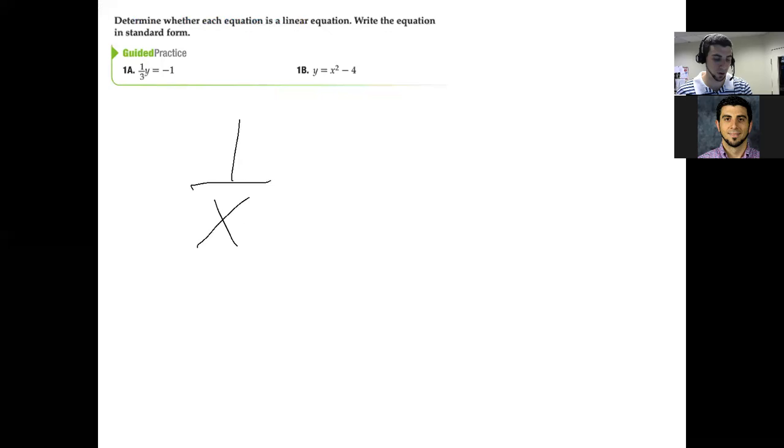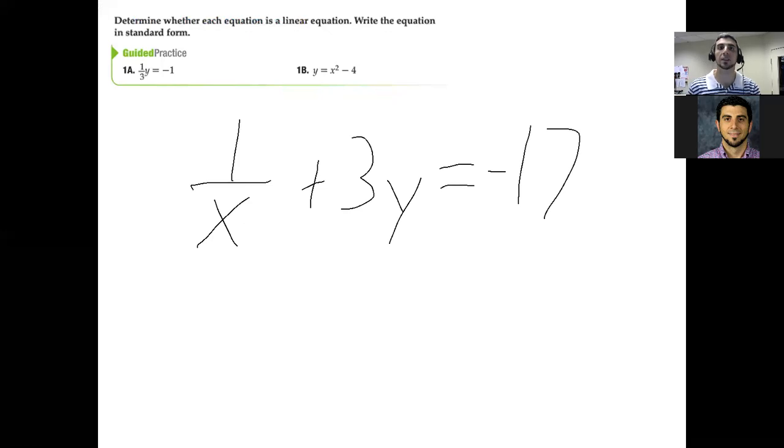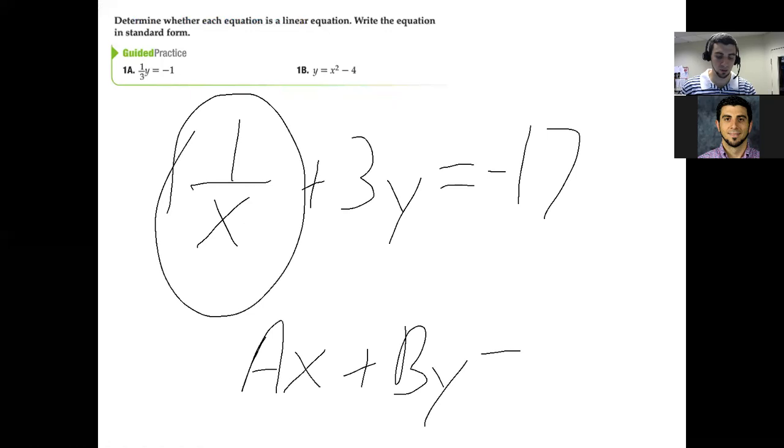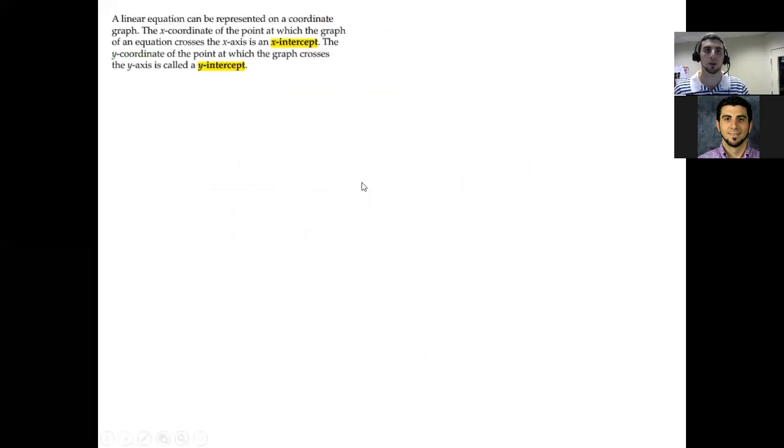It'd be similar to, if I had, say, 1 over x plus 3y equals -17. It looks like there's just an x and just a y, and the value of a looks like it would be 1, b looks like it would be 3, c looks like it might be -17. But the problem there is that you're dividing by x. Okay, it has to be just some number times x plus some number times y equals another number. Okay, if the x or y are missing, that's fine. Okay? All right, a linear equation can be represented on a coordinate graph.